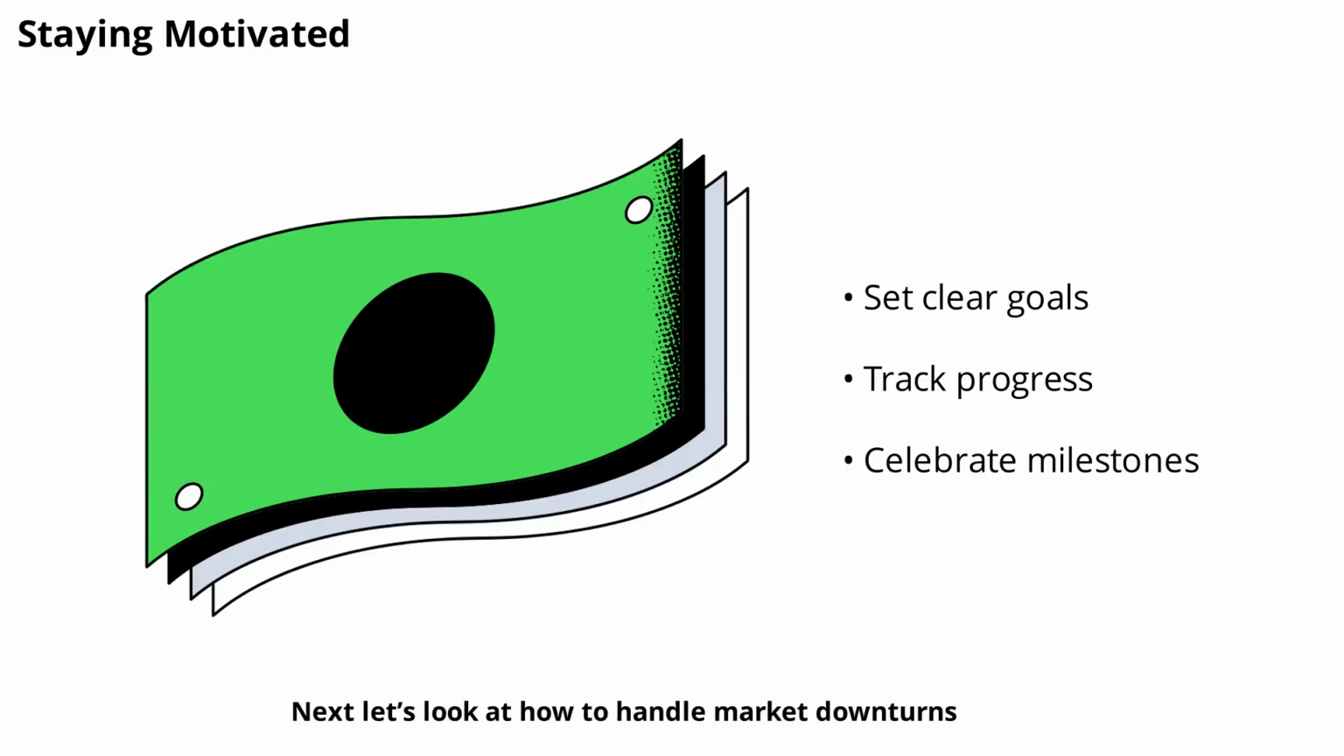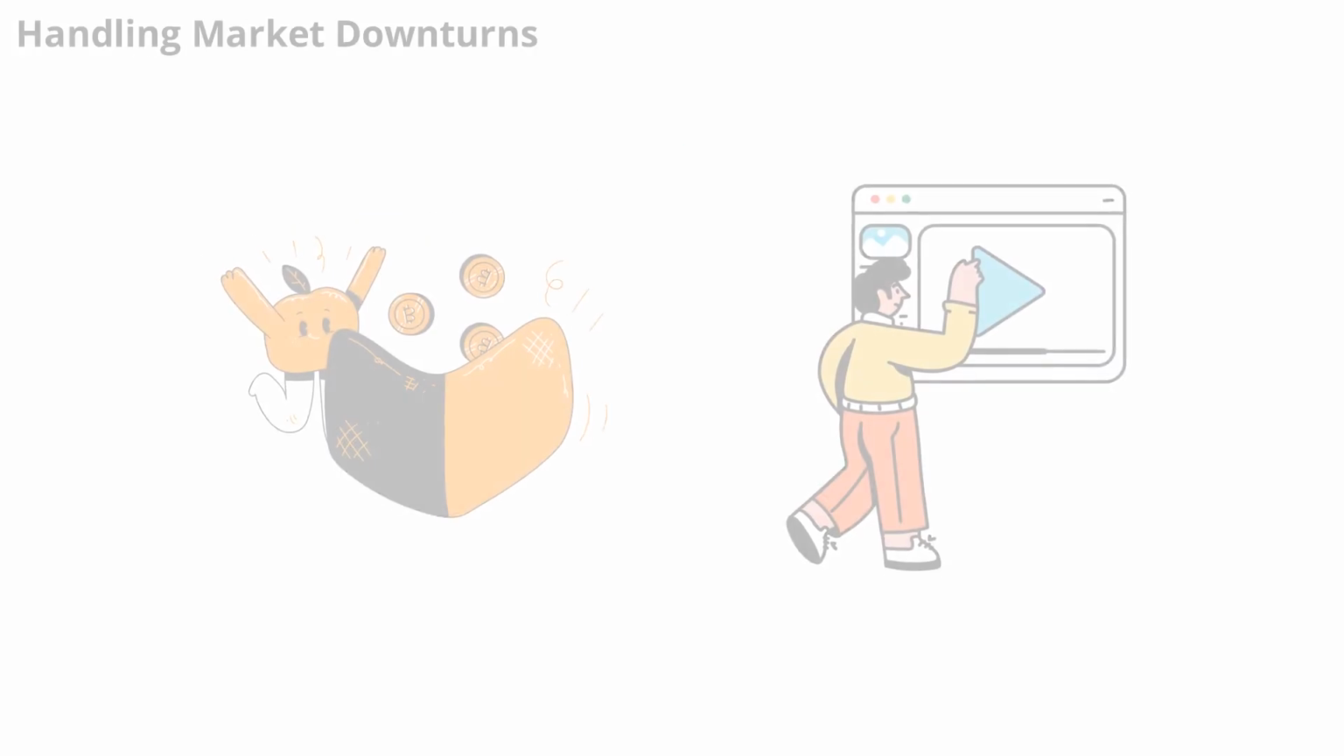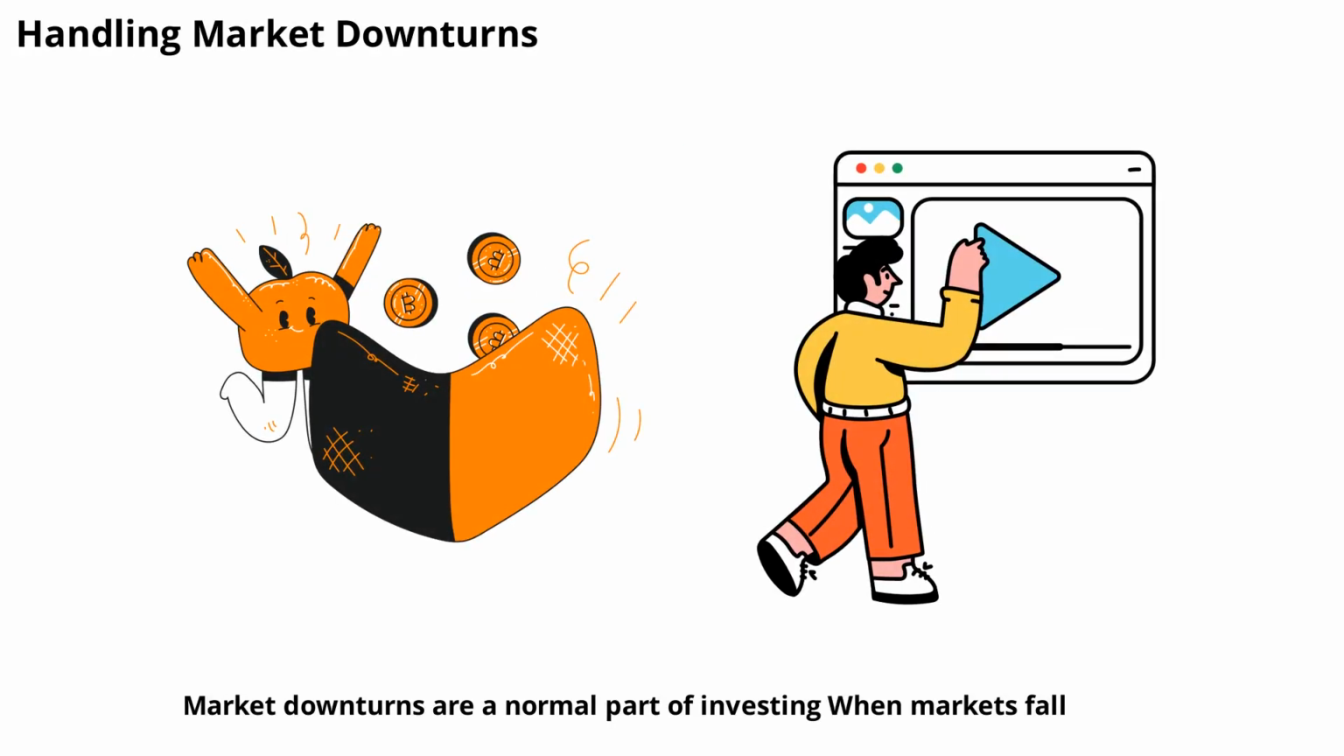Next, let's look at how to handle market downturns. Market downturns are a normal part of investing. When markets fall, it's natural to feel worried, but remember that downturns are usually temporary. Sticking to your asset allocation plan can help you ride out the storm and avoid making decisions you might regret later. If you've diversified and balanced your portfolio, you're already prepared for tough times.